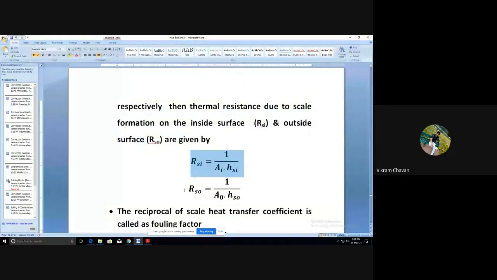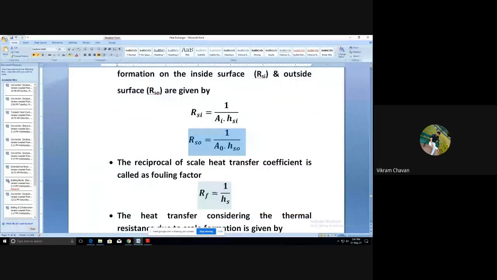Similarly, we can consider the resistance for the scale on the outer surface. That resistance will be considered as 1 divided by A naught multiplied by h suffix so, where A naught is the outer surface area and h suffix so is the equivalent convective heat transfer coefficient for the scale on the outer surface. The reciprocal of the scale heat transfer coefficient is called the fouling factor.